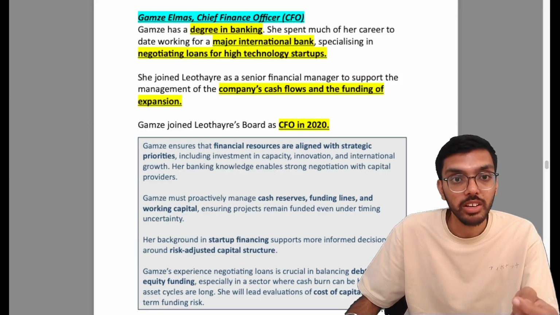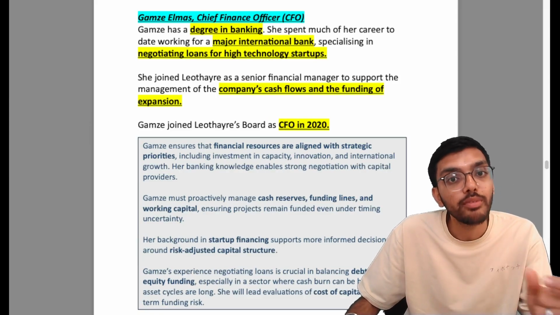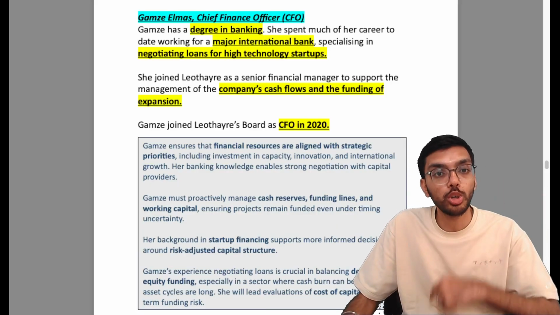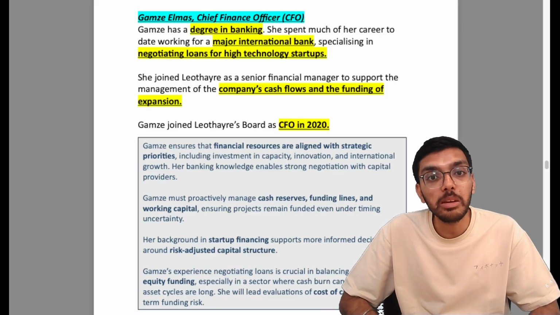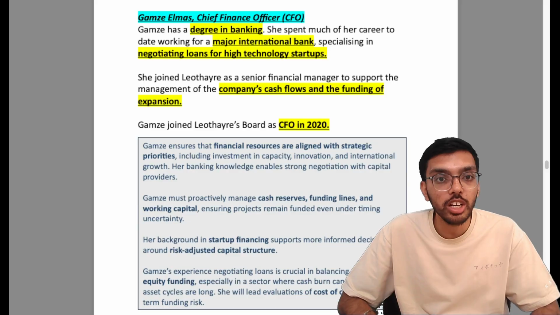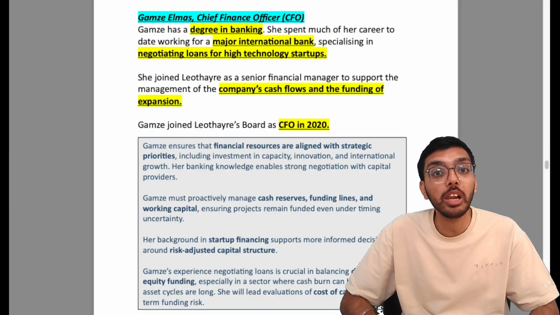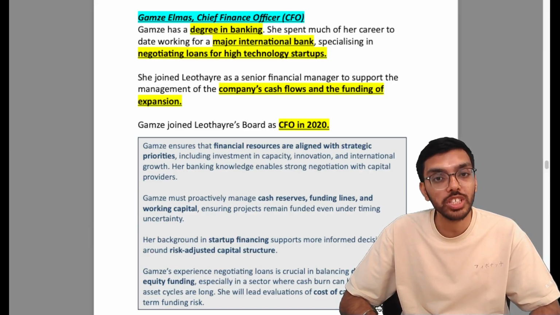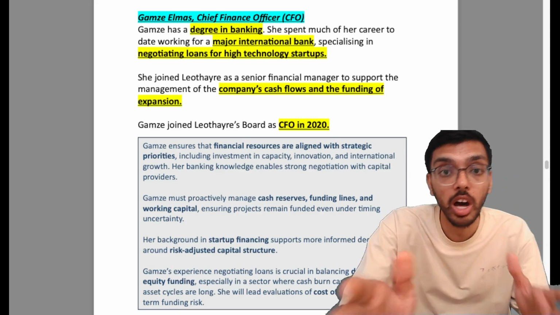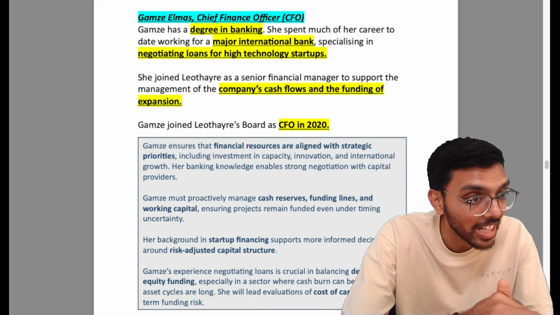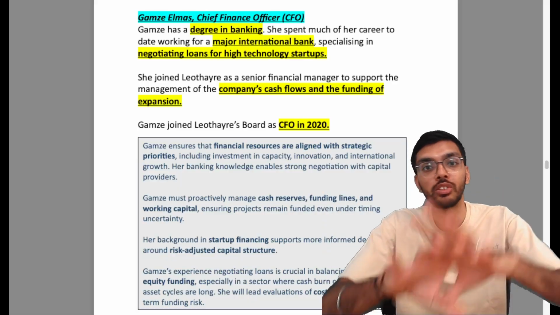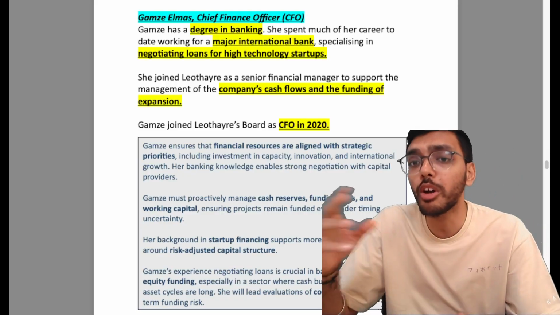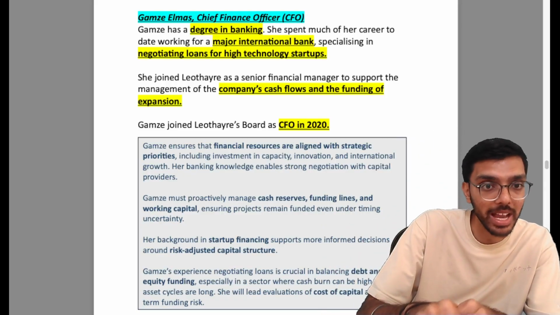Next, we have Gamzee Elmas, Chief Finance Officer, your boss. You are the Senior Finance Manager. You report to Gamzee. Now, Gamzee has a degree in banking. She spent much of her career to date working for a major international bank, specializing in negotiating loans for high technology startups. So firstly, her major skill is she worked at an international bank, so she knows the transaction risks and all the currency risks that can arise. She will know how to manage them as well, which is going to be key for my company.